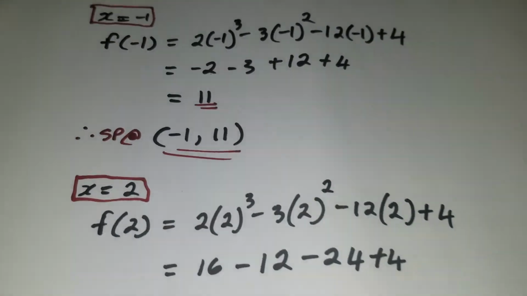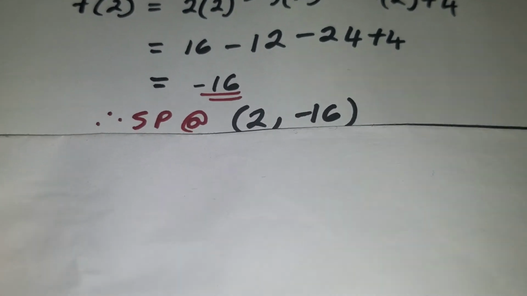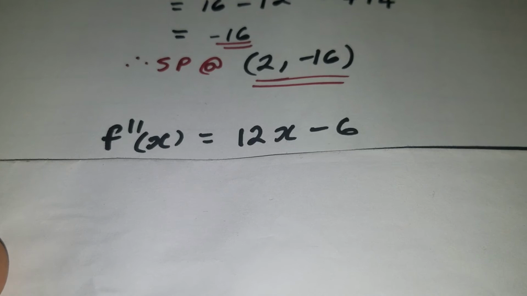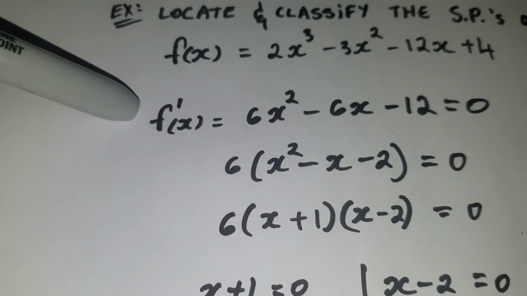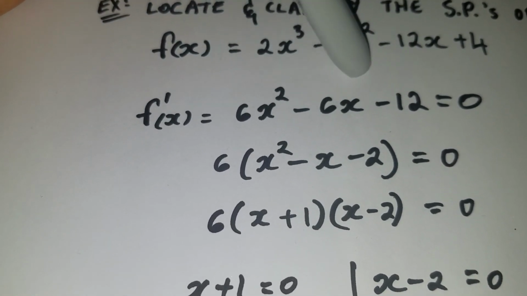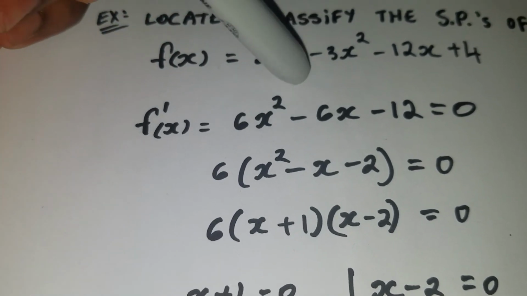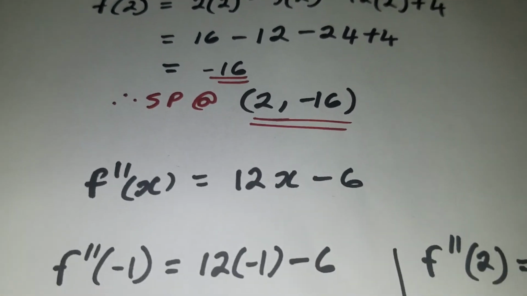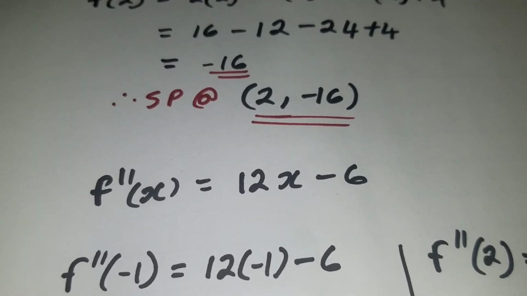So now that we have located both points, meaning that we have found their coordinates, we now need to classify those points as either maximum or minimum. So to classify, we need to find the second differential. So if this is the first differential, we need to differentiate this expression once more, and then we will get the second differential. So it will be 2 times 6, 12x, and drop off the x, it will just give us negative 6. So the second differential is 12x minus 6.